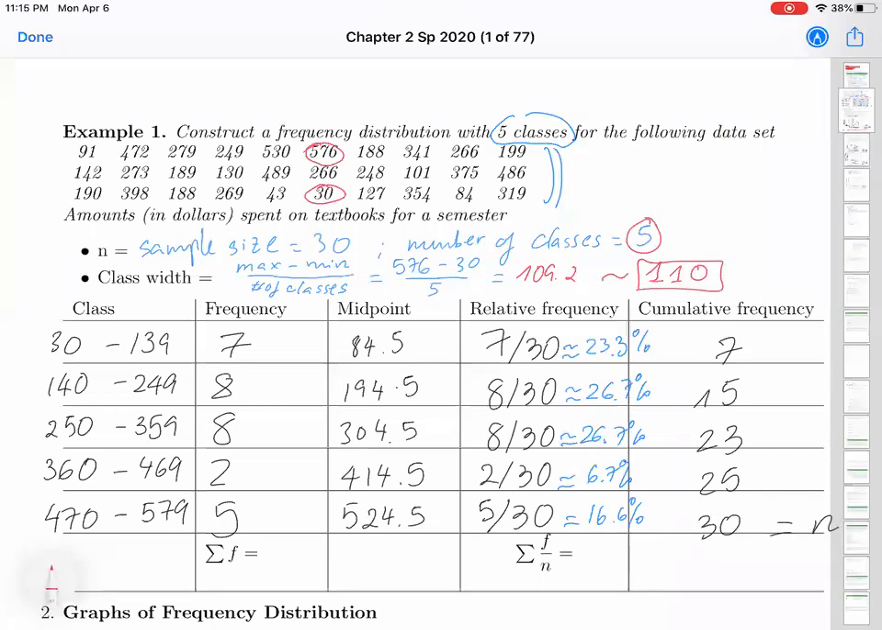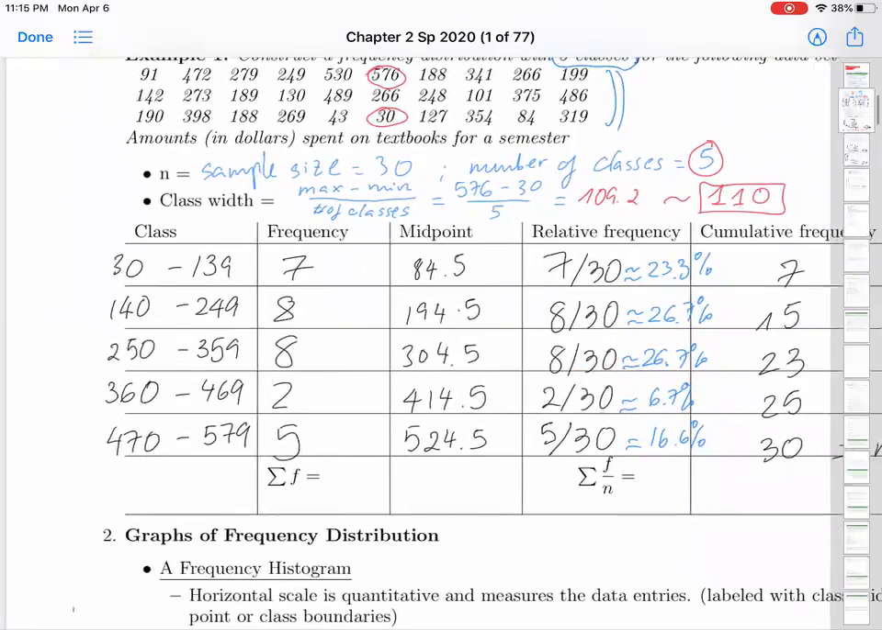All right, now go to the frequency distribution here. So for the class, I start the first class using the minimum value, which is 30, okay? And I add 110 to get the lower limit of the second class. So 30 plus 110 is 140. If I add 110 to 140, I get 250, which is the lower limit of the third class, and so on and so forth.